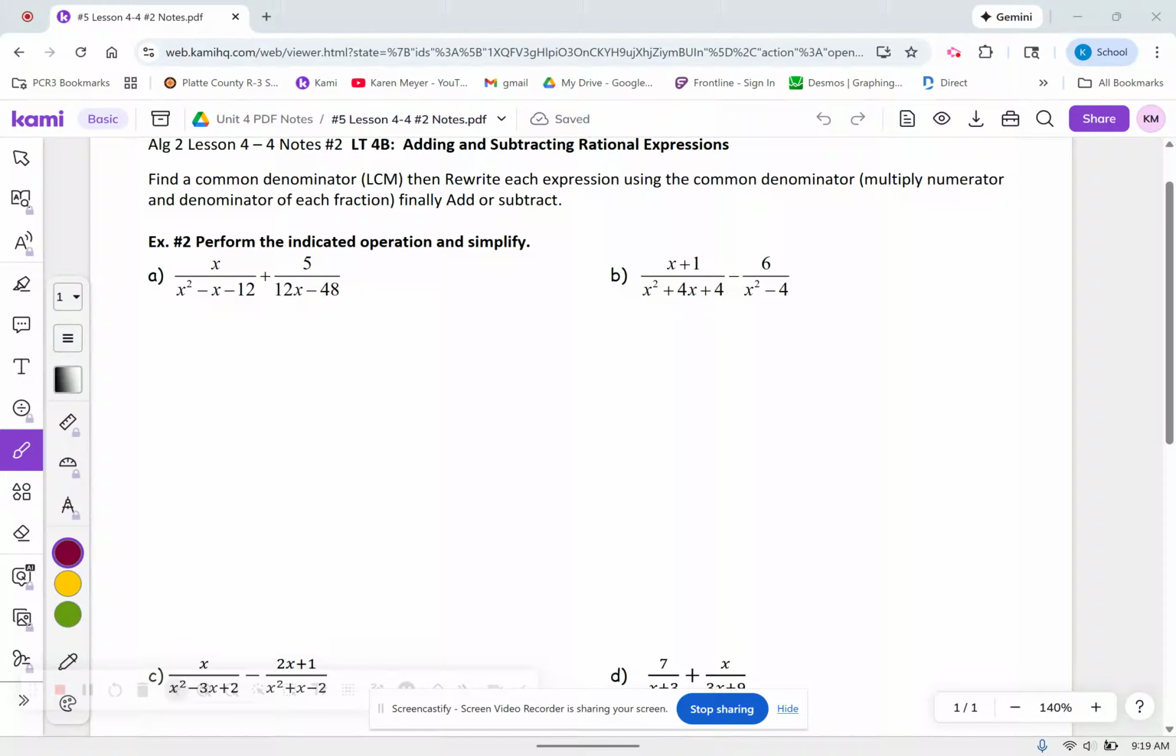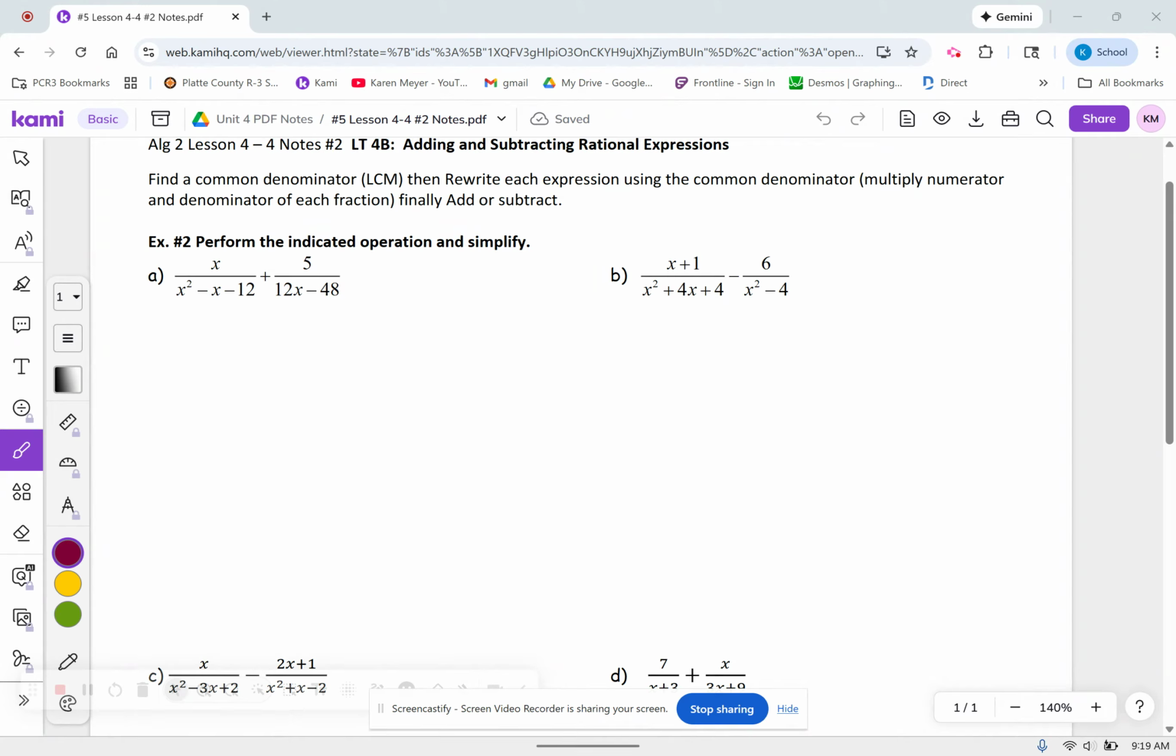Okay, today we're going to work on adding and subtracting rational expressions. The first thing you have to remember is that you need to find what we call a least common denominator. So in the last lesson we were working on finding the LCM, the least common multiple, and that's when you didn't have a fraction. But now when you turn it into a fraction, we're going to switch it from the LCM to the LCD.